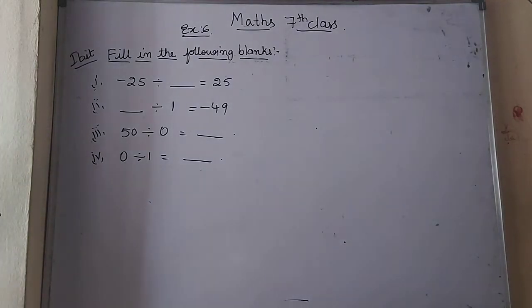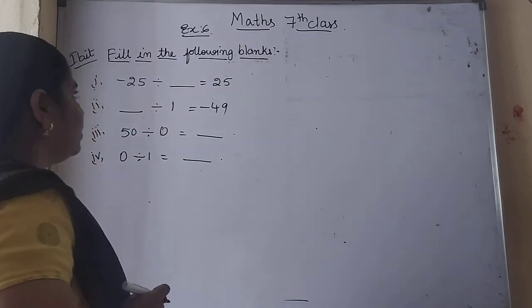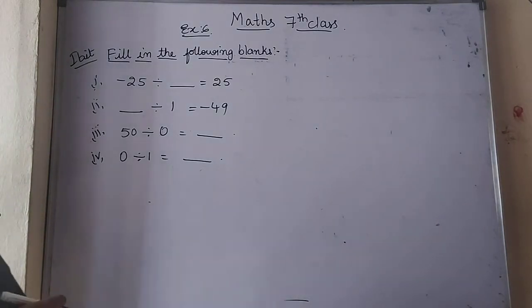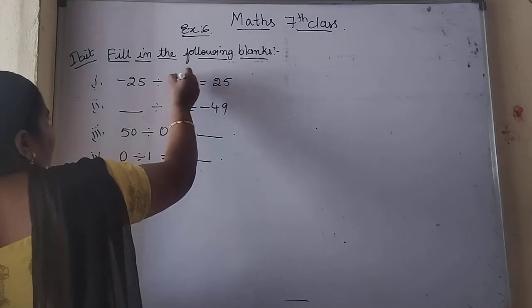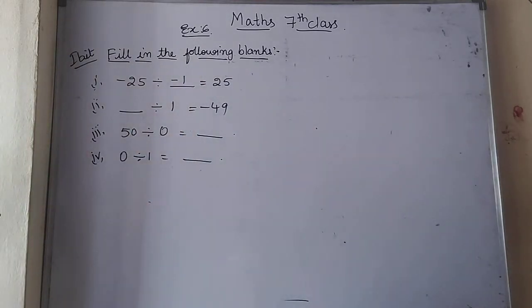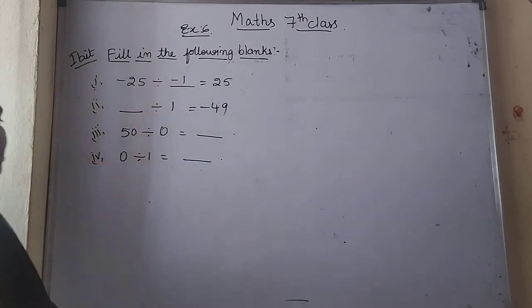So if you see this, -25 divided by which number, we should get this 25 as answer. So for this -25, which number you will divide to get the answer as +25? That will be -1. Okay, so minus into minus will be plus. 25 by 1 is nothing but 25.